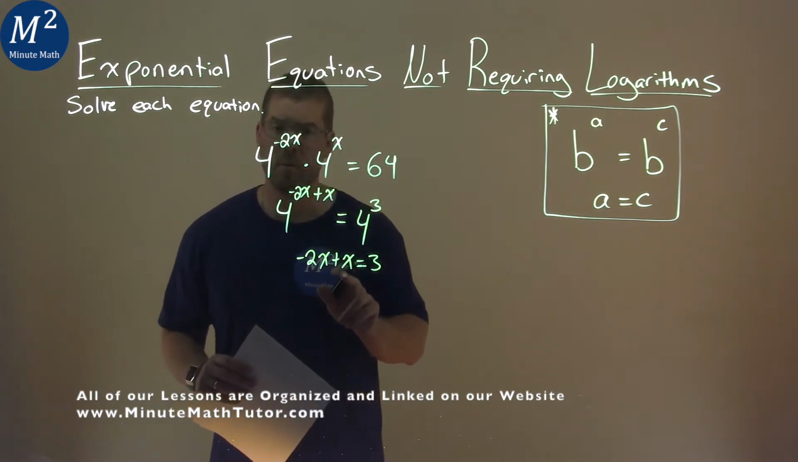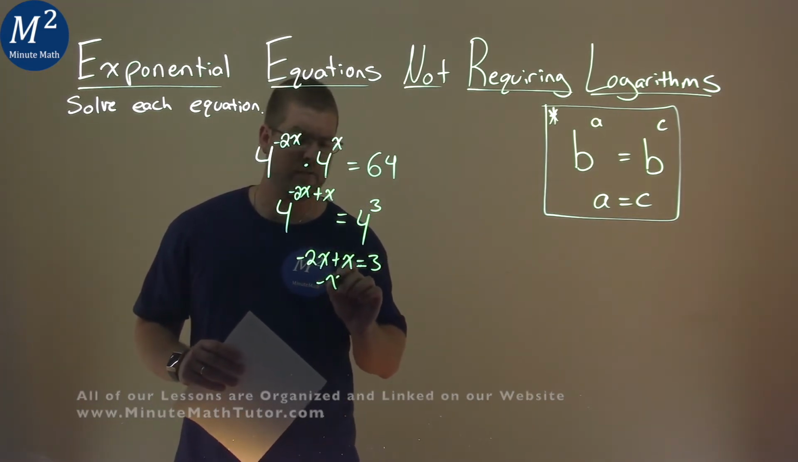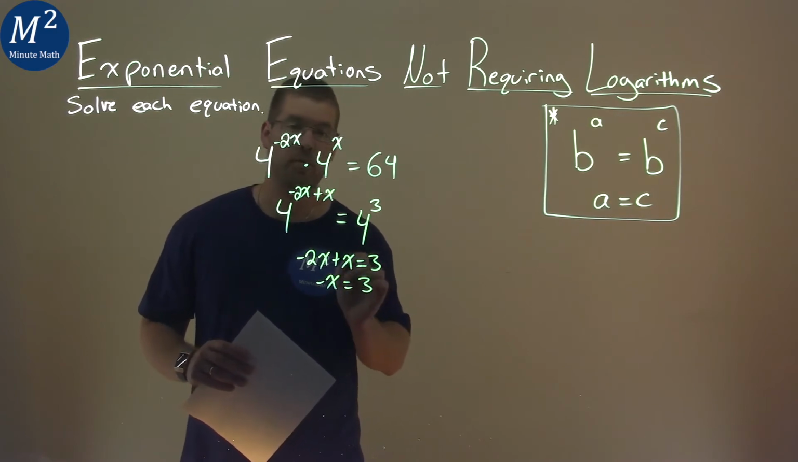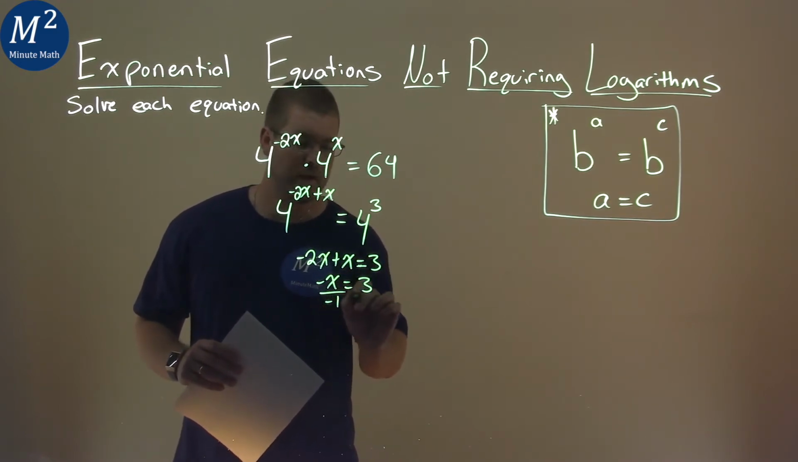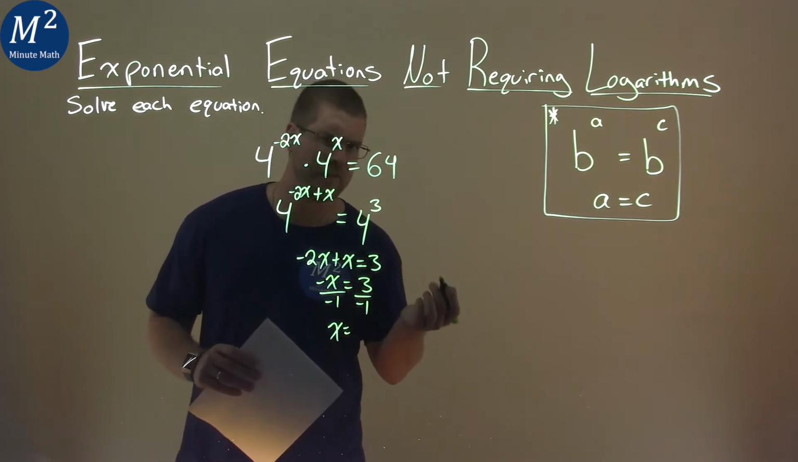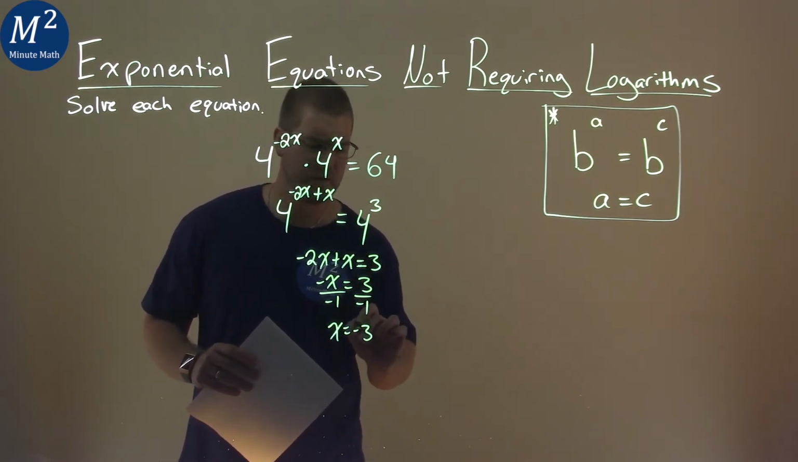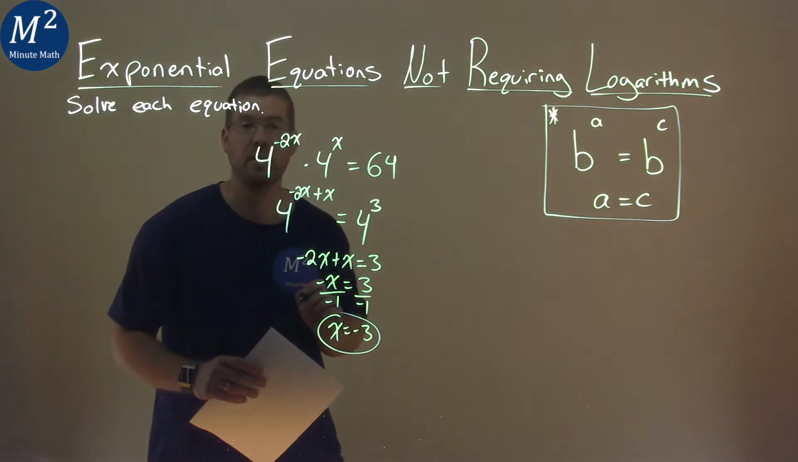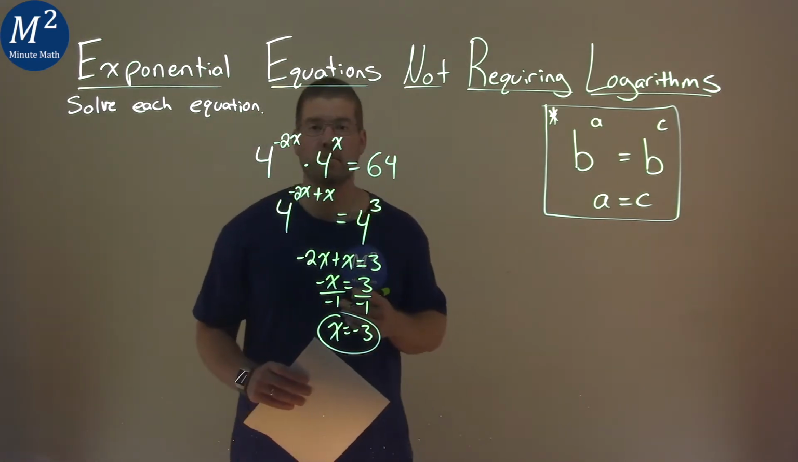Negative 2x plus 1x is negative 1x, and we have a 3. Divide both sides by a negative 1, and it's pretty easy. x equals, well, 3 divided by negative 1 is a negative 3. So my final answer here is x equals negative 3.